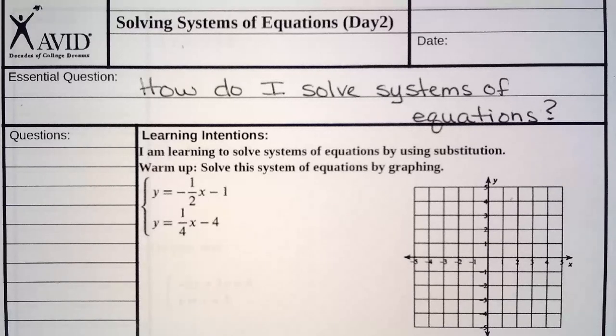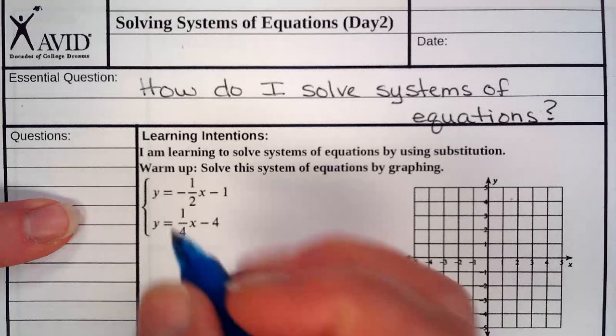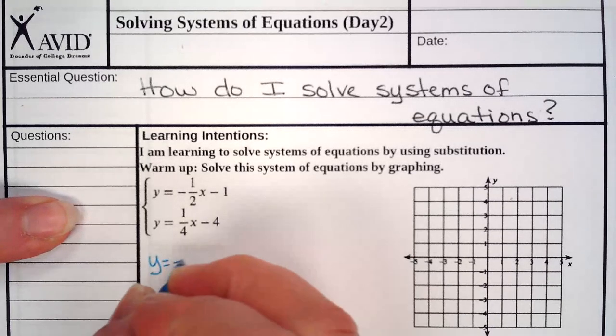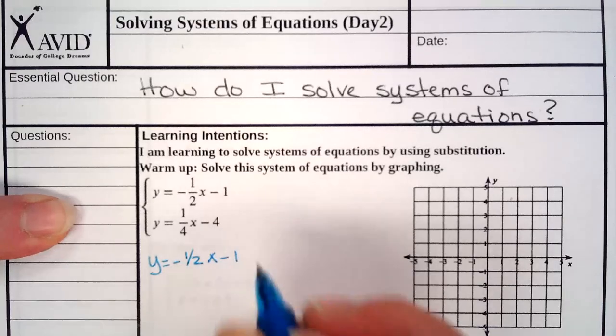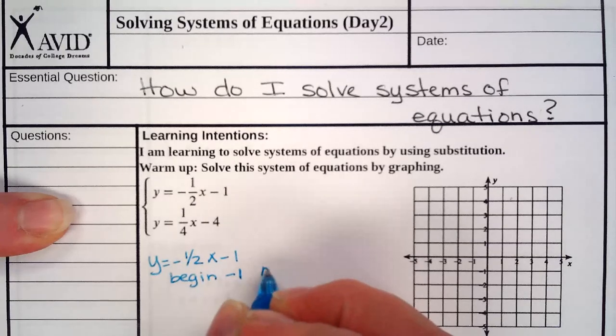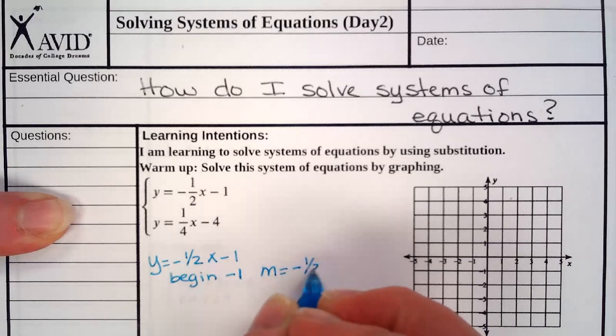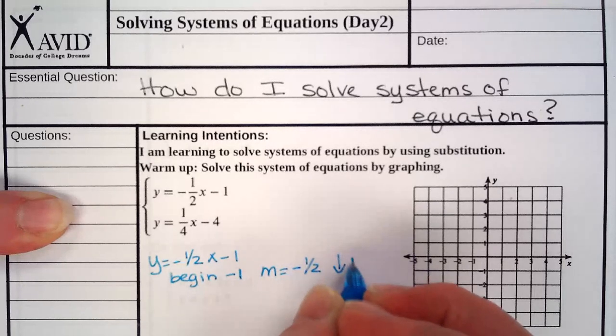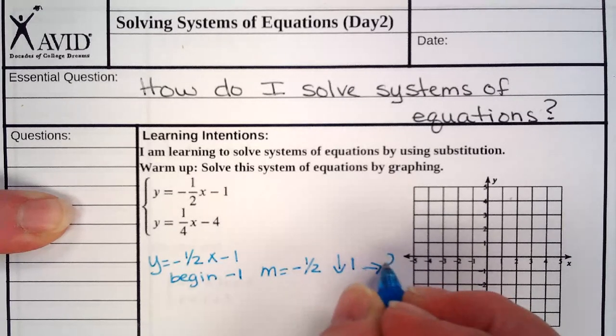Solve this system of equations by graphing. Pause the video and see if you can remember how to graph. Well, I hope you tried. If you're looking at the first equation, you begin at -1. You move -1/2, which is down 1 and then right 2.